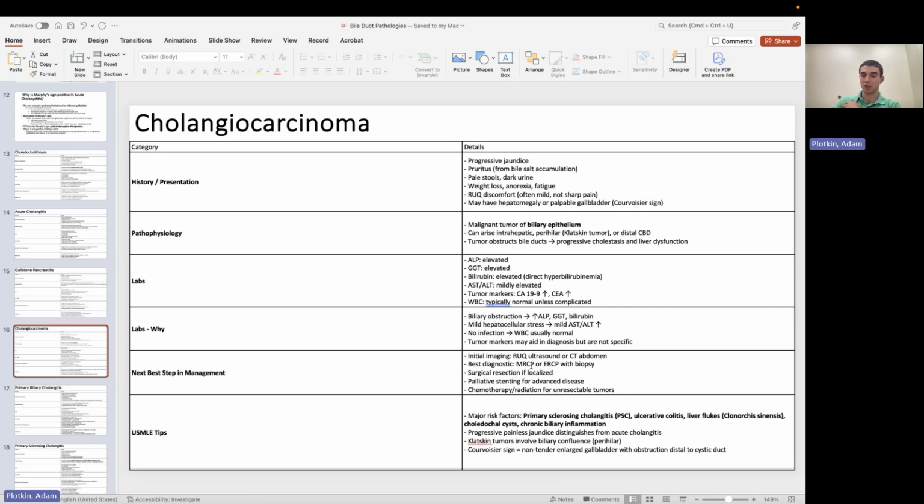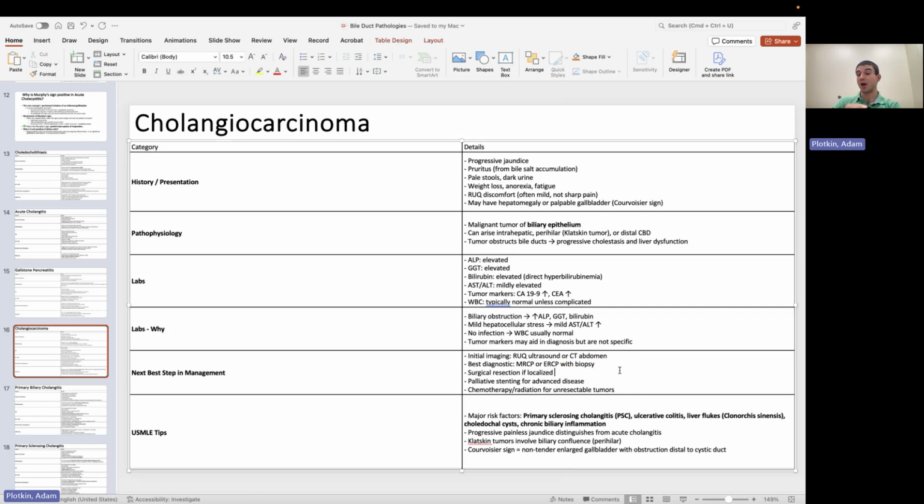The best tests for us are going to be an MRCP to look at the actual bile duct pathology themselves, and ERCP. Both will be diagnostic because we can actually sample the tissue, right? And then look at it under a microscope. If we're able to, let's surgically resect it. We can do palliative stenting for advanced disease and then chemo and radiation.